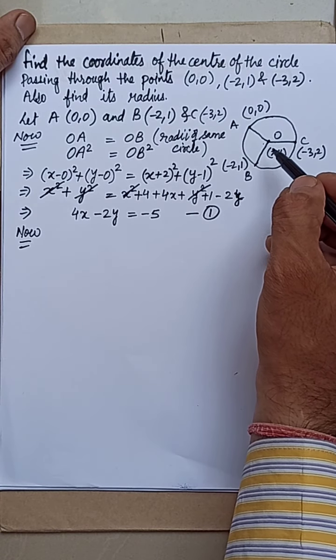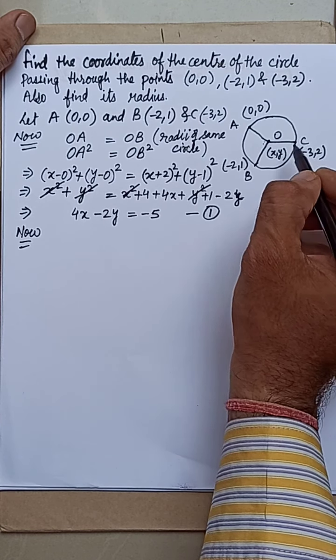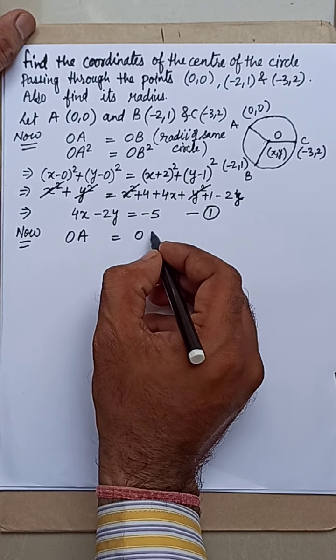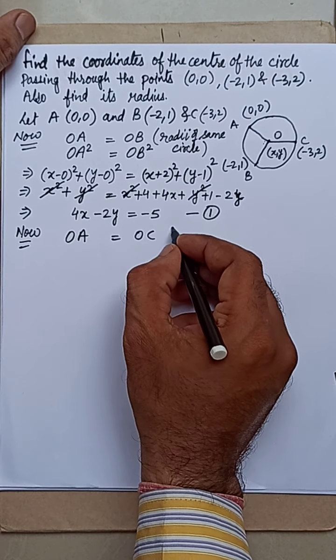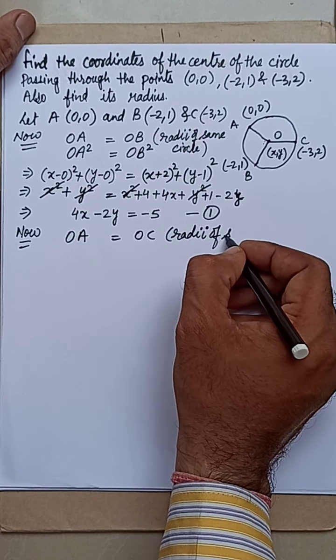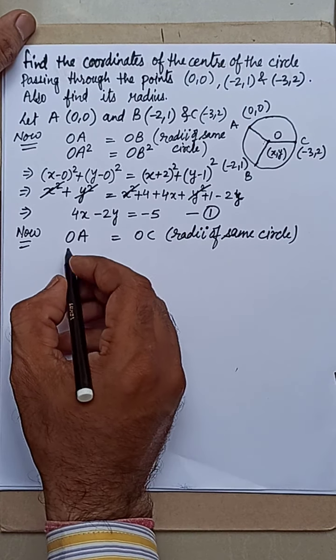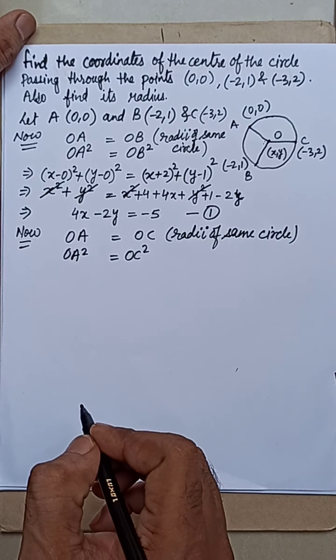Now we can take another pair of the radii, like OA as well as OC. So OA is equal to OC. Why are they equal? Because they are the radii of the same circle. That's why their squares, OA square, will be equal to OC square.